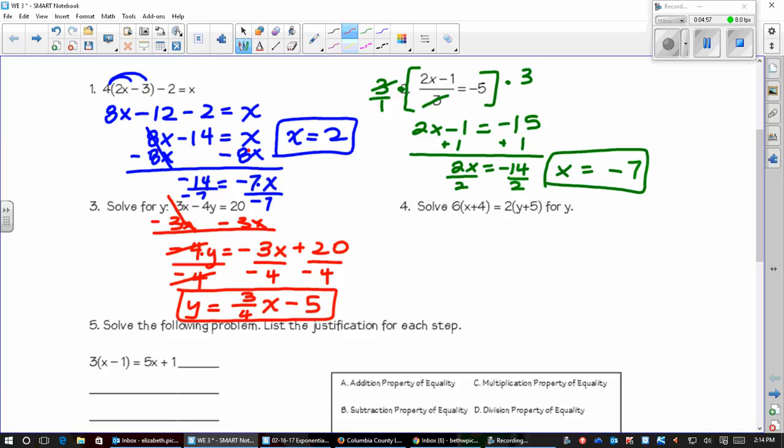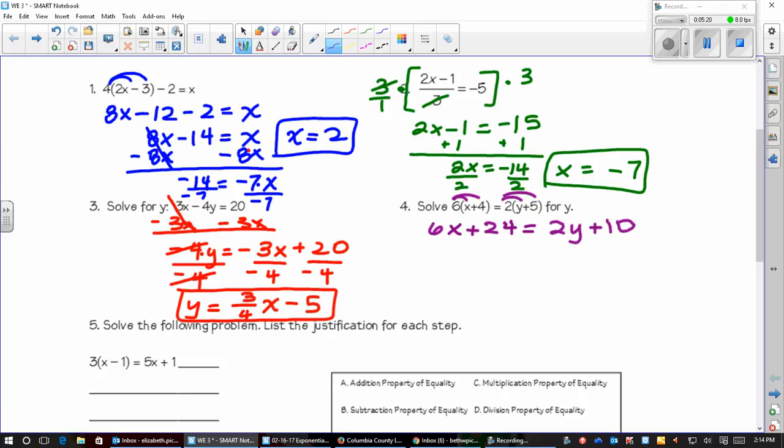Okay, number 4. Got some simplifying I can do. You may have noticed there's more than one variable again, but I still have to simplify both sides. Distribute the 6 on the left will give me 6x plus 24. Distribute the 2 on the right will give me 2y plus 10.